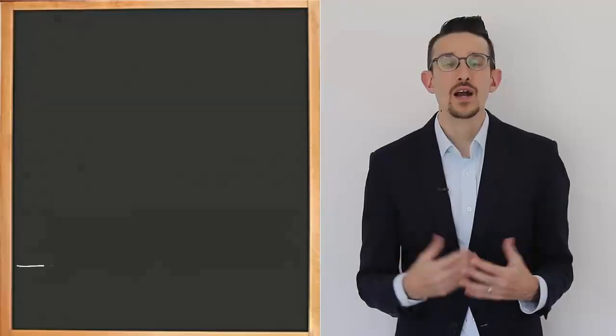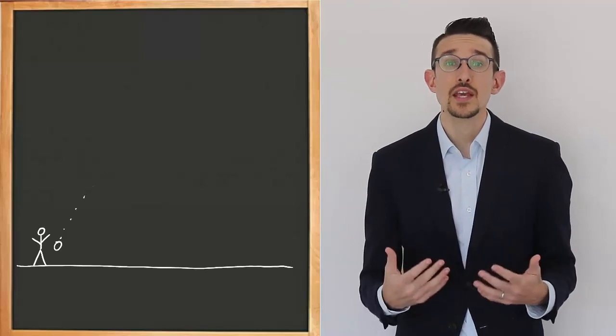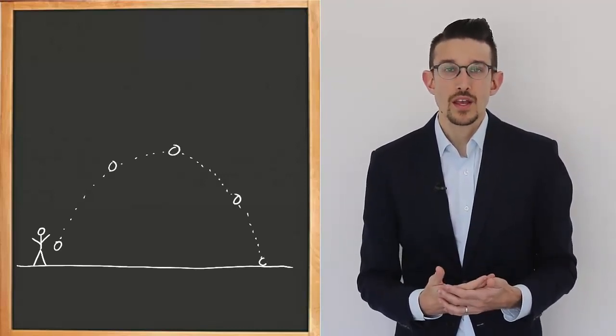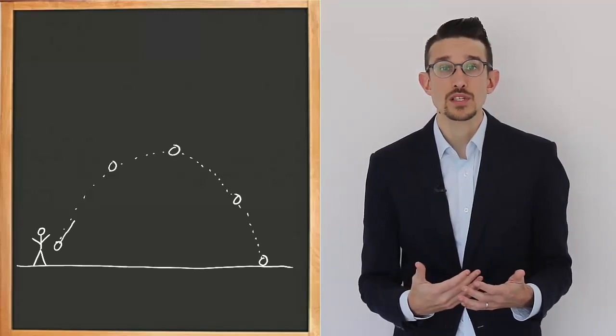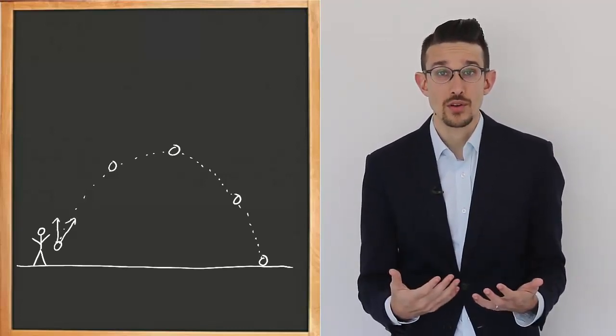A common example to help students understand vectors is the idea of kicking a ball in the air. As soon as the ball leaves the kicker's foot, it has two components, a horizontal component and a vertical component, which are independent of each other.